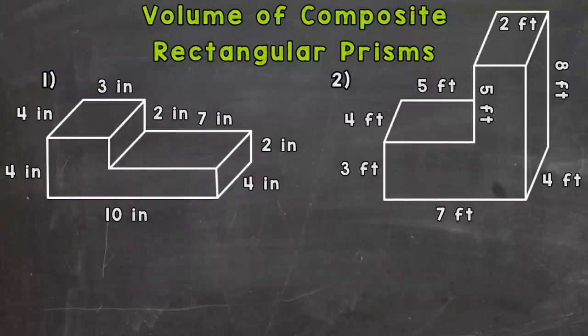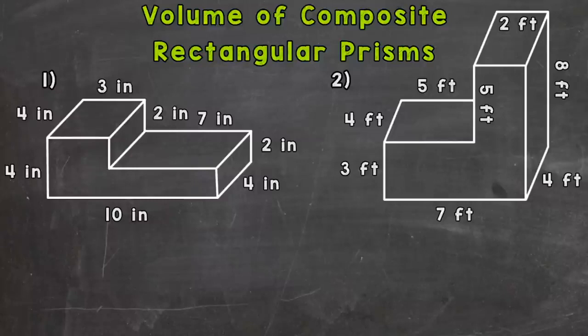In this video, I'm going to be covering how to calculate the volume of a composite rectangular prism. And if you take a look at your screen, you'll see two composite rectangular prisms, and we're going to find the volume of both of those in order to help you get this down.